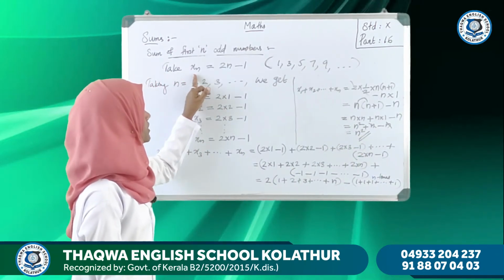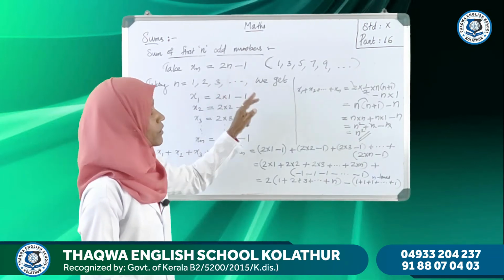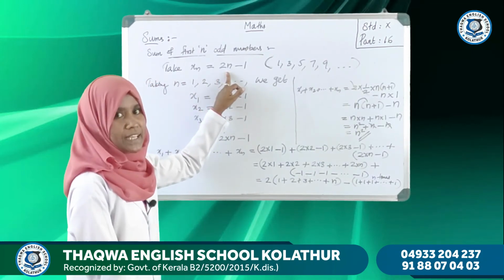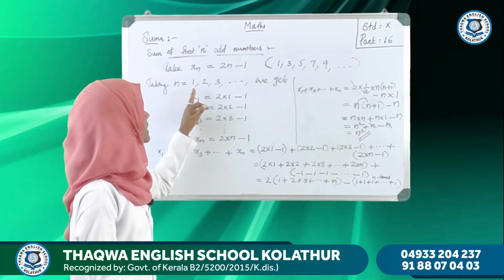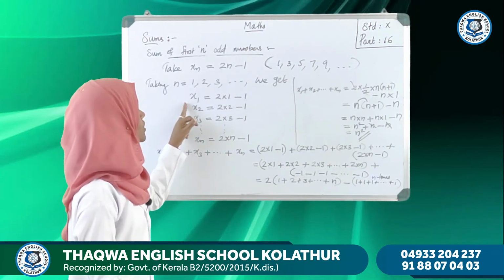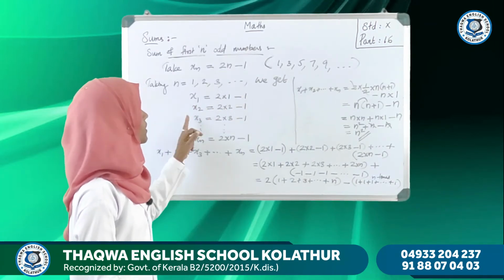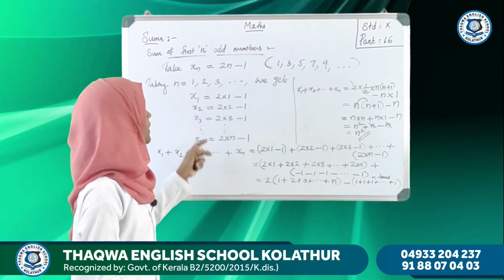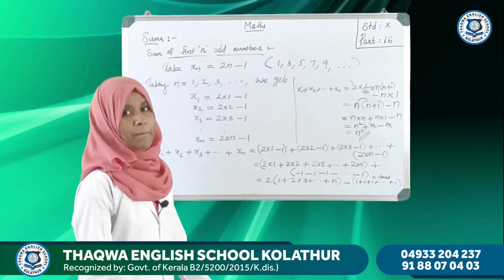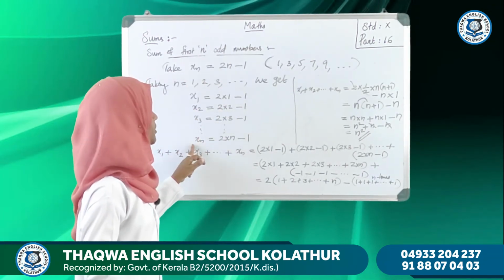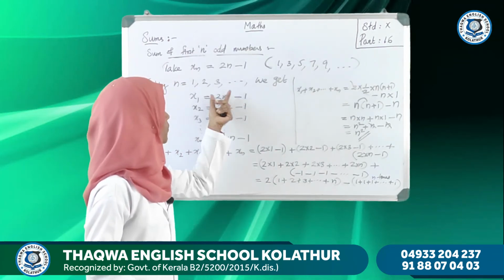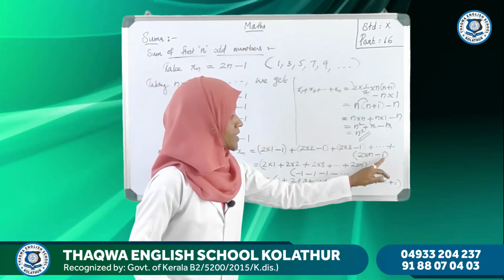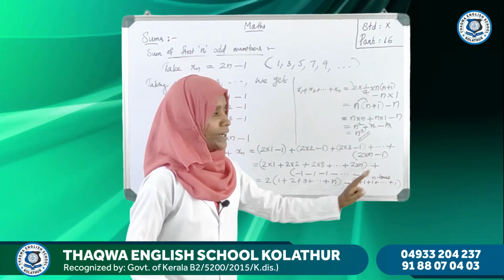So first we take the nth term of the odd number sequence 1, 3, 5, 7, 9 etc., which is 2n minus 1. Next take n equals 1, 2, 3 etc. We get first term 2 into 1 minus 1, second 2 into 2 minus 1, third 2 into 3 minus 1 etc. The nth term is 2 into n minus 1. Let us add the terms: 2 into 1 minus 1 plus 2 into 2 minus 1 plus etc. plus 2 into n minus 1.